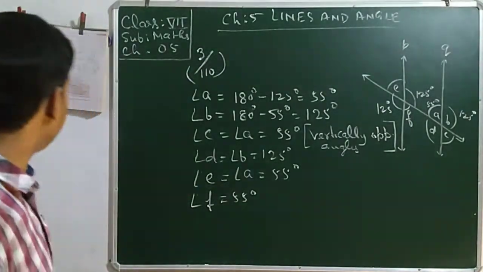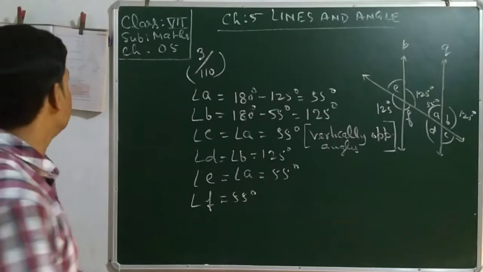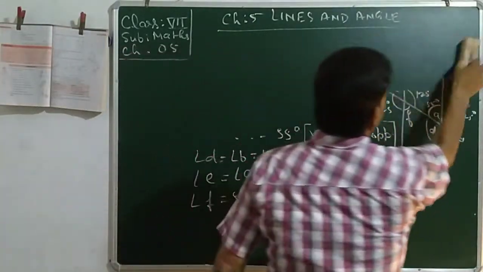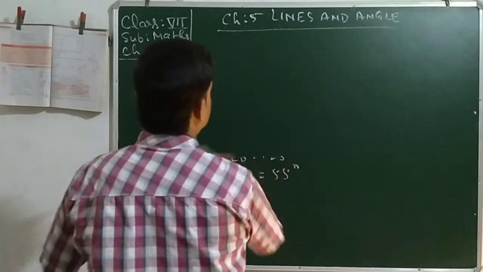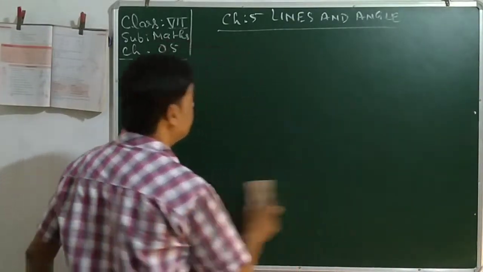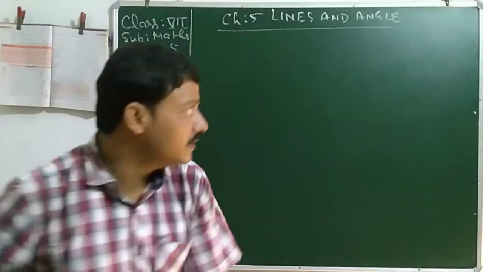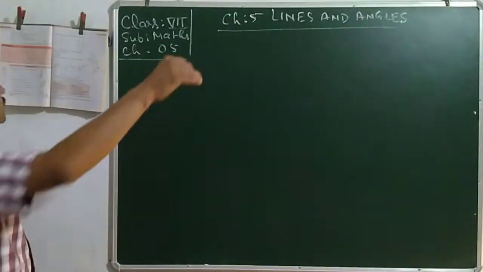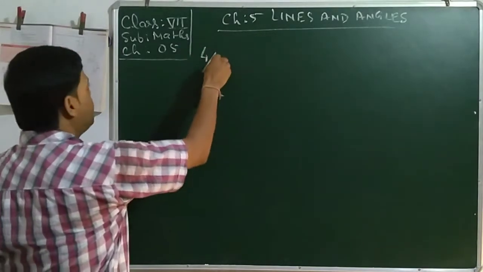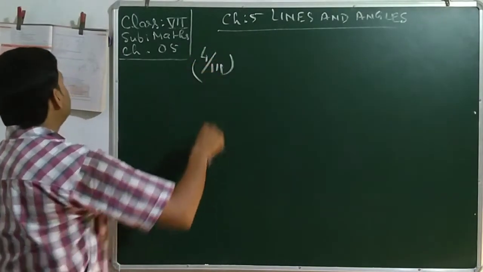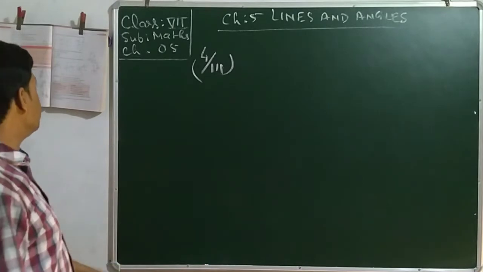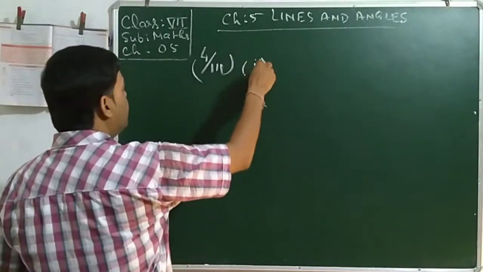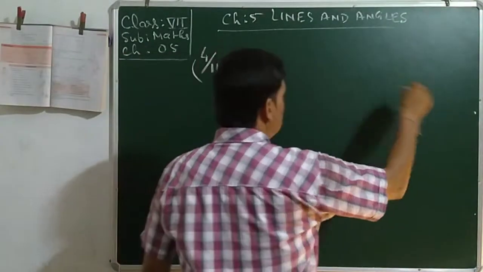Now come to the next sum, that is 4 number sum in the next page, page number 111. The name of the chapter is lines and angles. In the 4 number sum, that is in the page number 111, find the value of x in each of the cases. See the first case. In the first case, one figure is drawn there, and the figure looks like this.